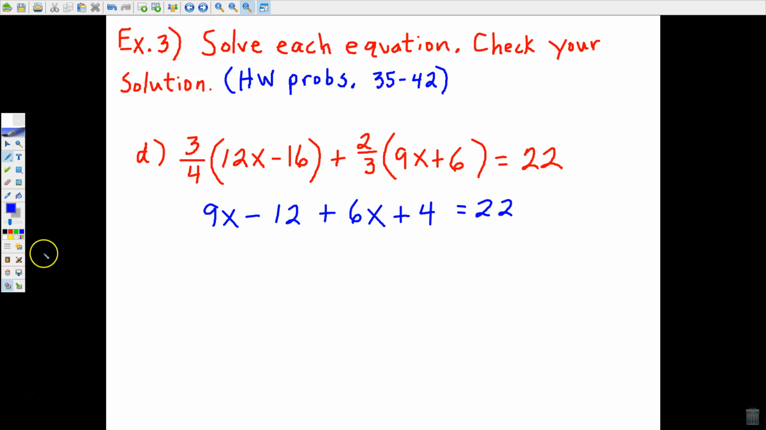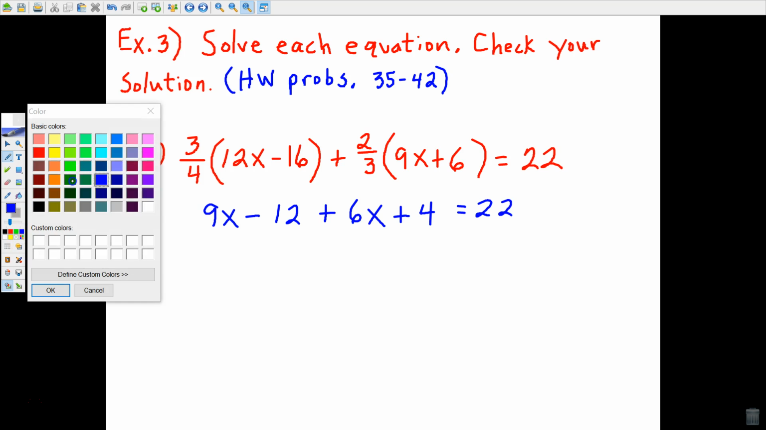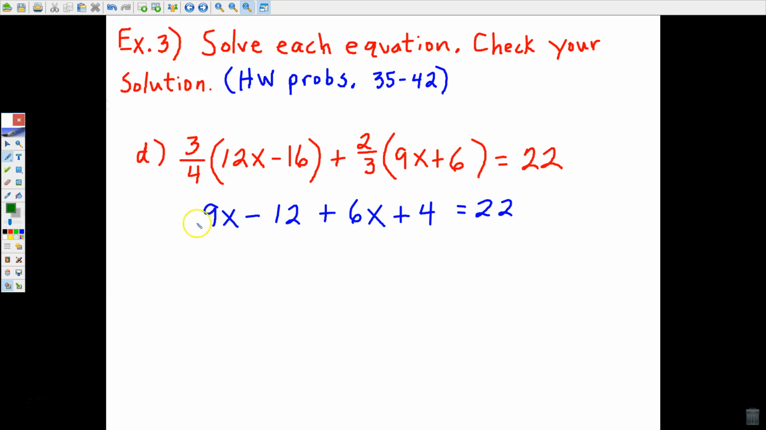All right, and now we're ready to simplify. Before we start undoing operations, don't forget, we've already done the distributive property, and now we're going to combine like terms. 9x plus 6x is 15x. Negative 12 plus 4 is negative 8.